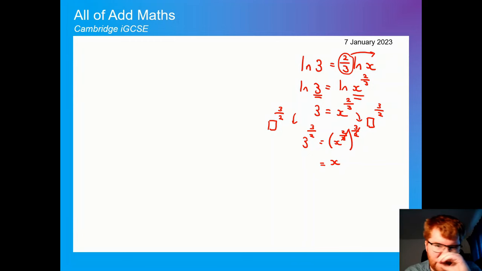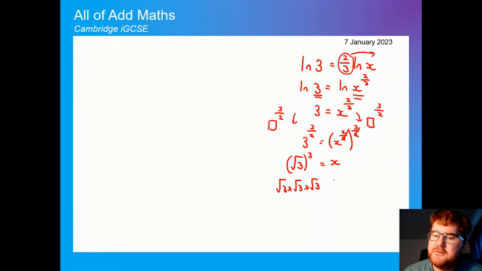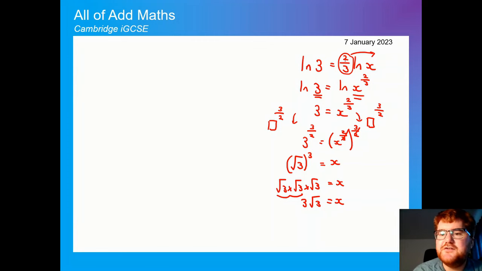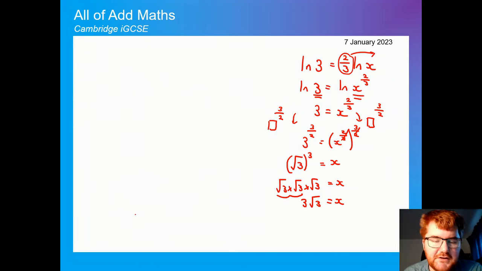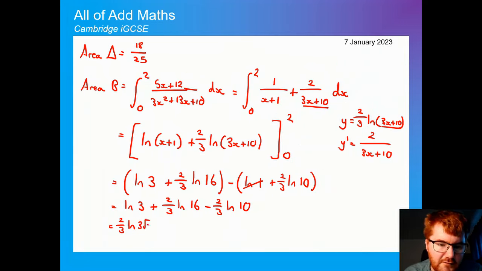Now we can rewrite this slightly as the square root of 3 all cubed. And again, we can simplify this further. You're probably wondering why I'm doing this, but you'll see it later on. This is the same as the square root of 3 times the square root of 3 times the square root of 3. Remember, the square root of 3 times the square root of 3 is just 3, so we get 3√3 as x. So I can rewrite the natural log of 3 as 2/3 natural log of 3√3. So all I'm going to do at this next step is just replace the first term with what we've just worked out, which is 2/3 natural log of 3√3.